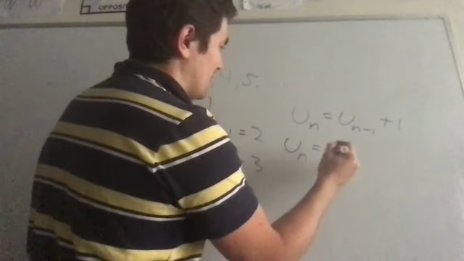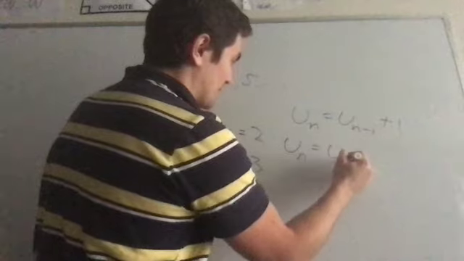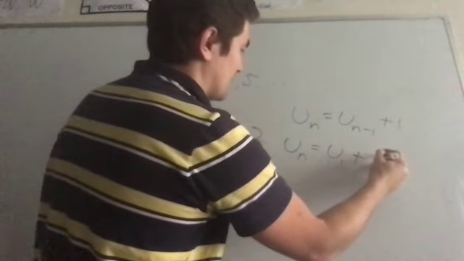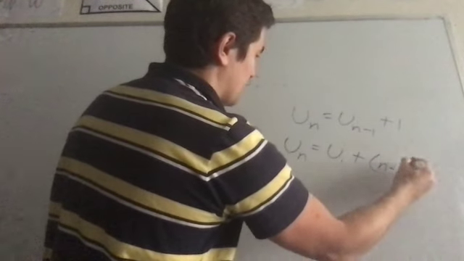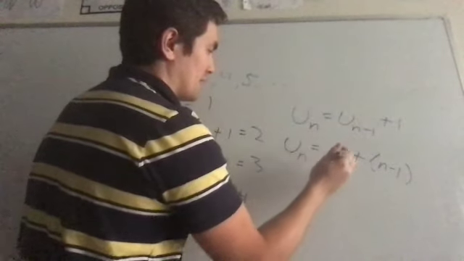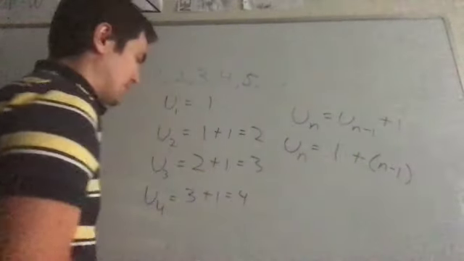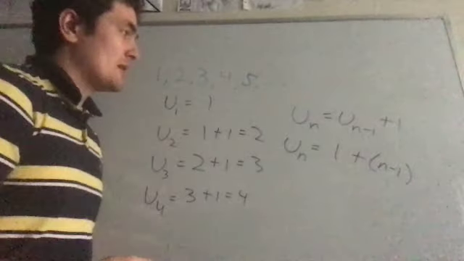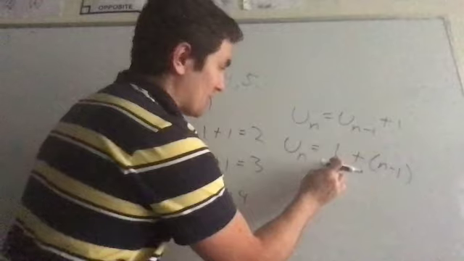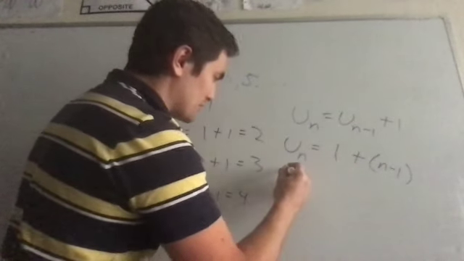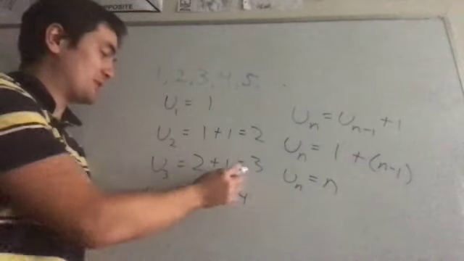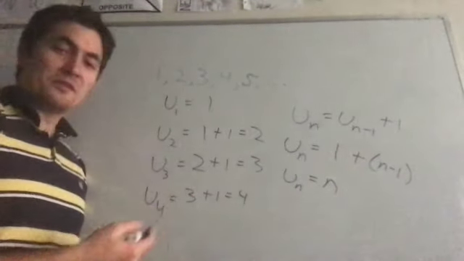We're actually going to go over that a little bit more clearly, but a better way to represent this would actually be the first term, u sub 1, plus n minus 1. All right, and the first term here is just the number 1. Nice, right? So now we can actually clean this up. 1 minus 1 is 0, so actually the nth term should just be n, which makes sense. The third term is 3, the fourth term is 4, so on and so forth.